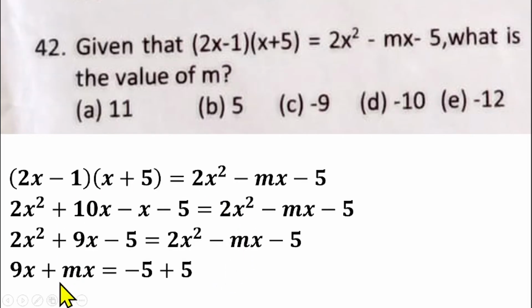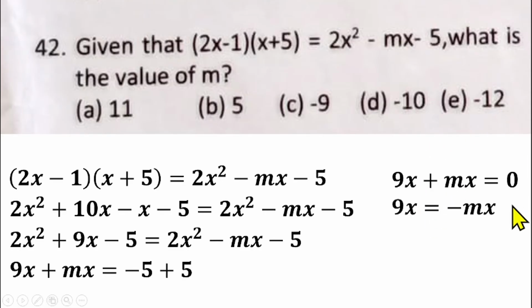Then move this one here, it should be 9x plus mx equals to minus 5. Then bring this one here, plus 5. So minus 5 plus 5 will give us a 0. So we'll be having 9x plus mx equals to 0. Factorize x, or you take mx to this side. So that gives us 9x equals to minus mx.